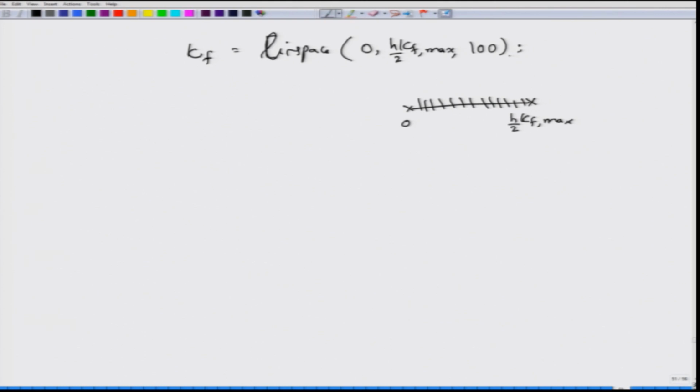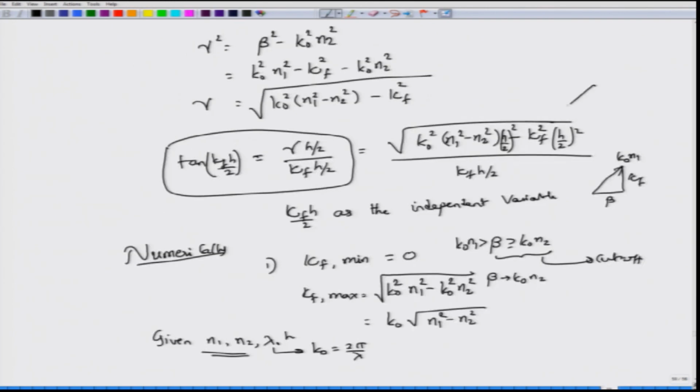This can be done numerically, and then you numerically obtain the LHS, which is tan of kappa f h by 2. You can of course define a variable, say z equals kappa f h by 2. In that case, you are simply calling this routine, in whatever language you have, as tan z. Similarly, what would be the right hand side? The right hand side is essentially what we have seen, a square root, and kappa f h by 2 is what we have called z. Therefore, the denominator is z here, and the numerator is the square root of something minus z square.